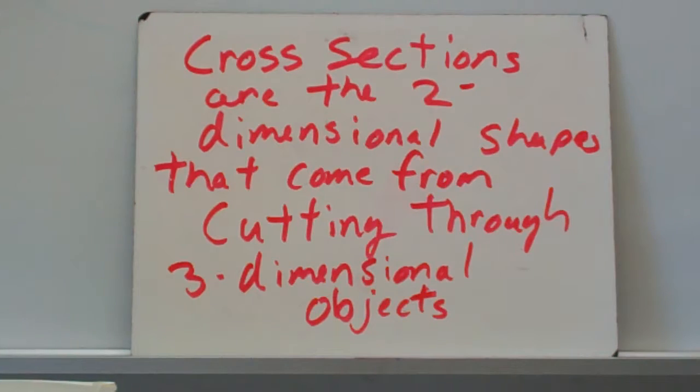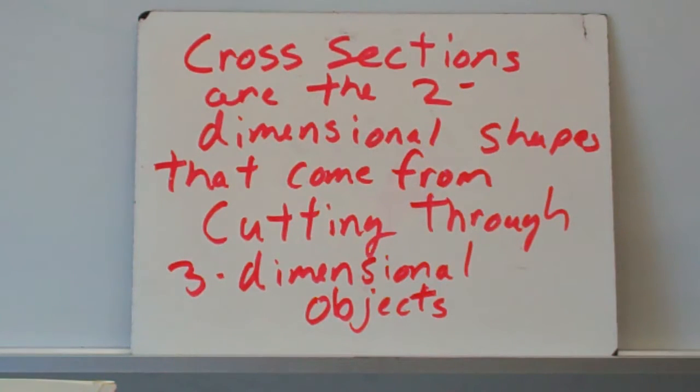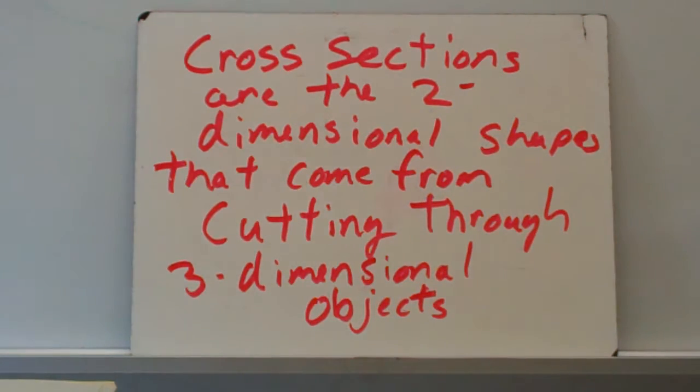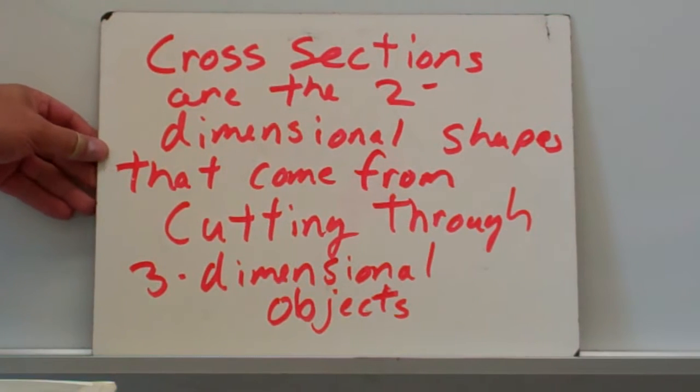shape appears. As we're going through these, those of you who are watching this for homework purposes, especially those of you from my class, you need to copy down all of the cross sections that will come up. We're mainly going to focus on the cube and the cylinder today.